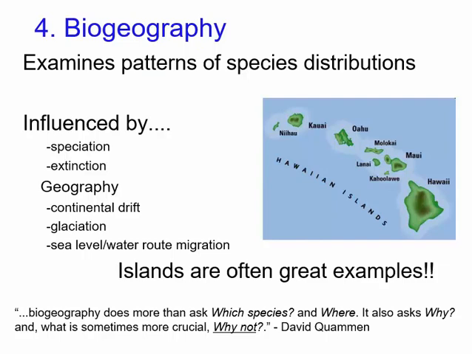And this is a great quote from David Quammen. Biogeography does more than ask which species and where, but also why. And this sort of starts to make that connection with adaptation, right? And how did something get there? But sometimes even more crucially, why not?